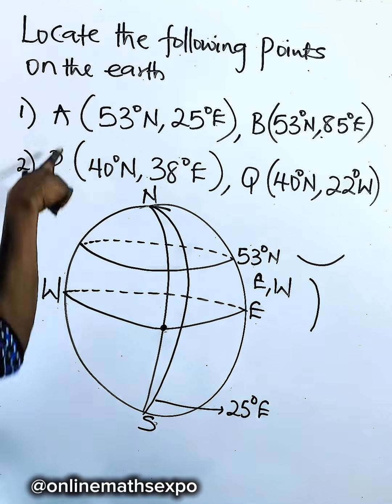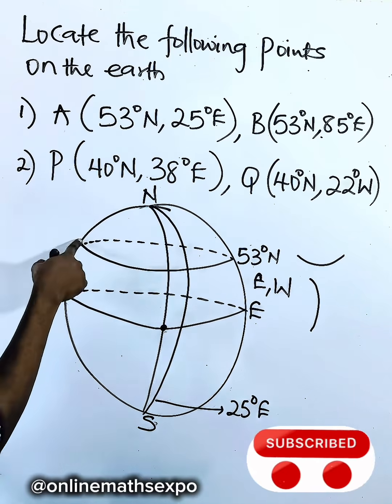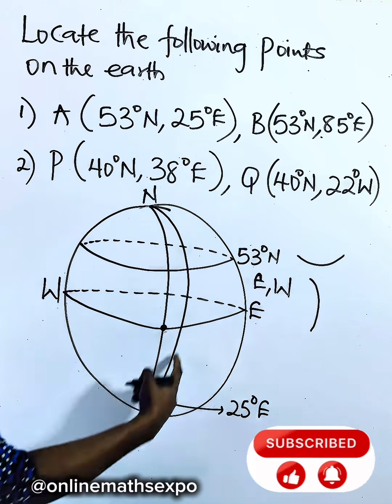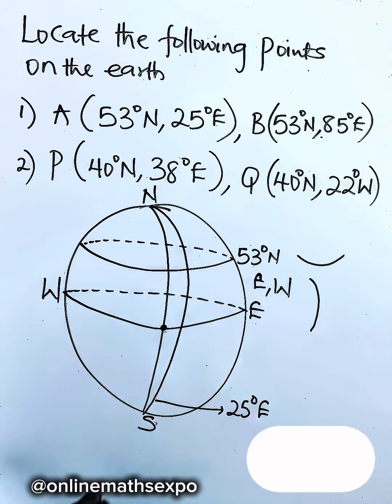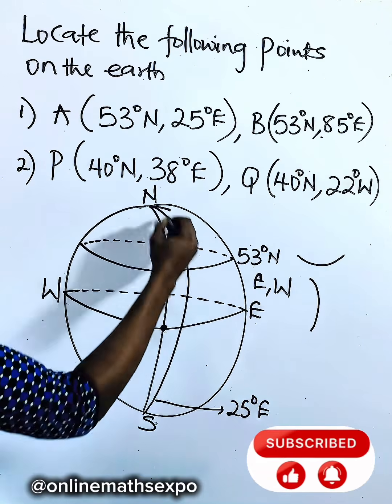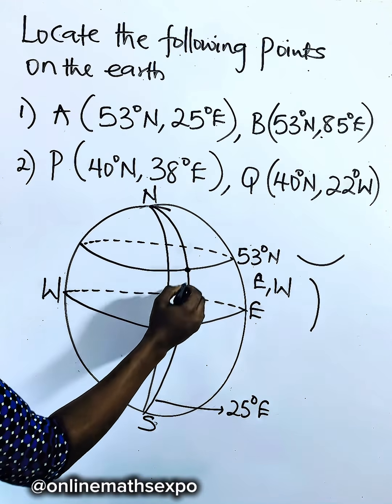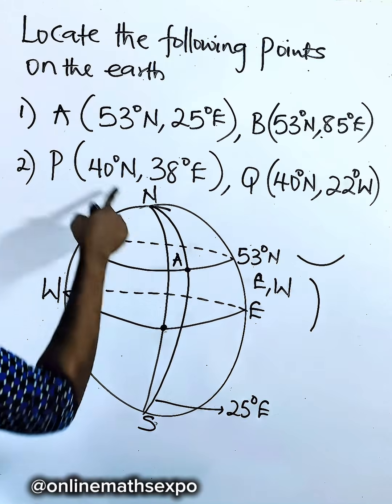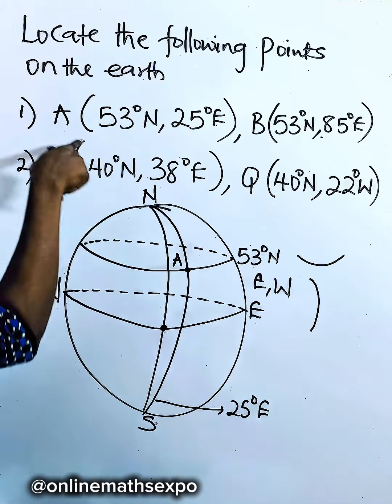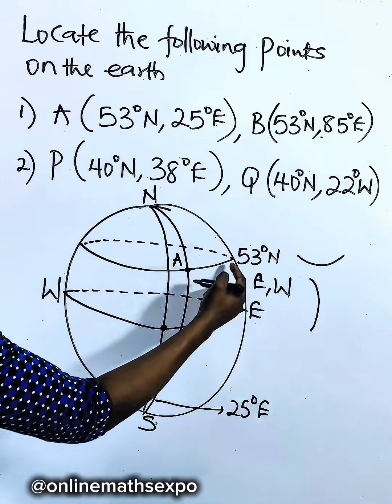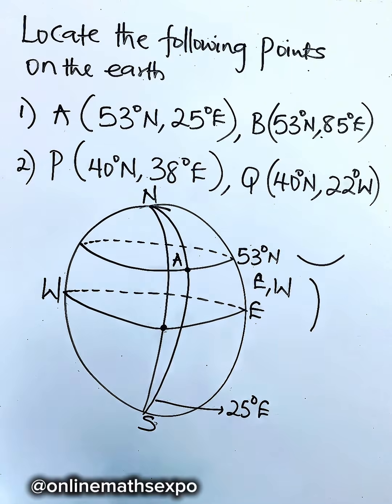Now I'm going to locate A. A is where this latitude and the longitude have intersection. So you see that this and this intersect at this point, and that is the point you locate A. So a point is located when the latitude and the longitude come in contact, and that is for point A.